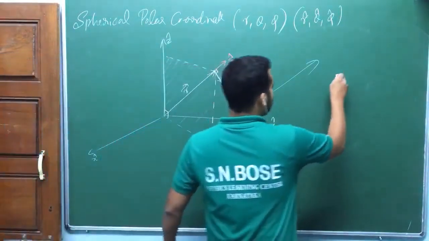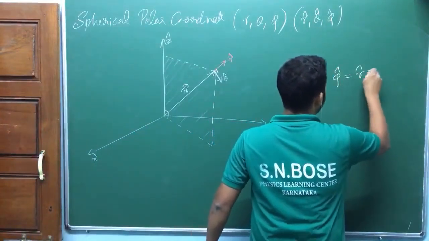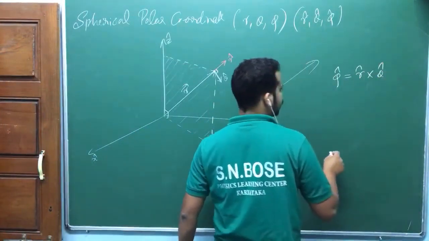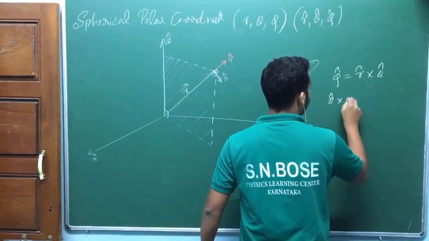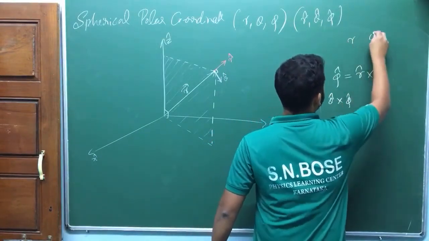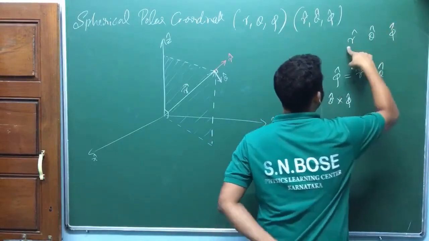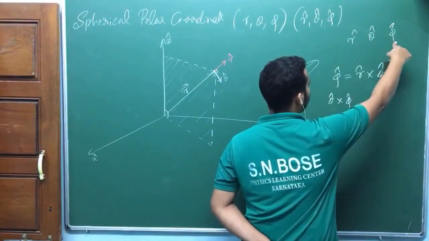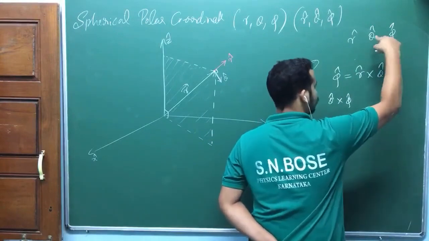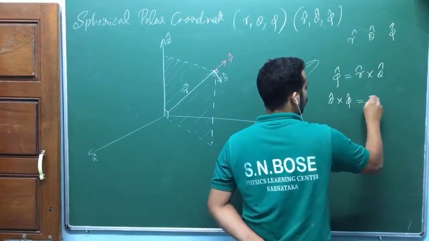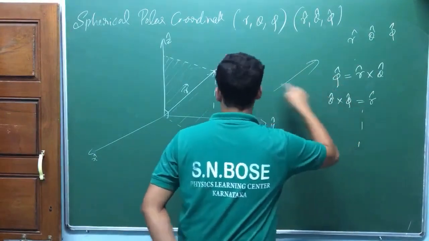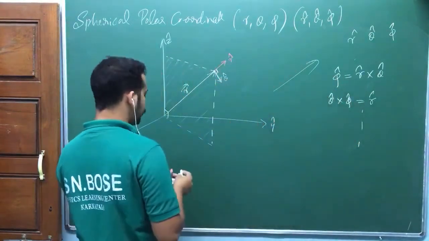And you will get phi cap direction by just taking R cap cross theta cap. Okay, theta cap cross R. So R cap, theta cap, phi cap. Am I right? R cap cross theta cap, that's equal to phi cap. Theta cap cross phi cap, that's equal to R cap. So like that you can define. That's why once you define R cap and theta cap, phi cap is just a cross product.